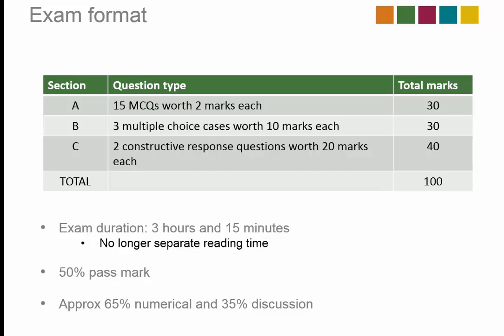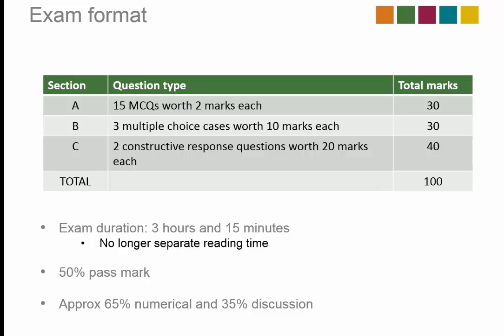Okay, let's look at the format of the exam then. As you can see, there are three sections to the exam. Section A comprises 15 multiple choice questions worth 2 marks each. And in those multiple choice questions, you will be given 4 potential options and you'll need to select the correct option. Section A of the exam can cover all areas of the syllabus, so therefore it's likely to include multiple choice questions on key accounting standards, interpretation, and also the preparation of accounts.